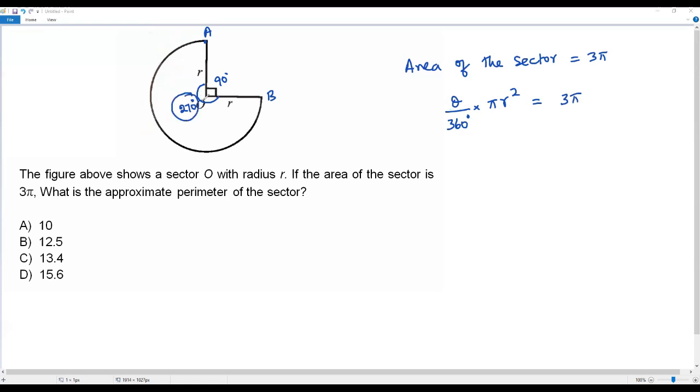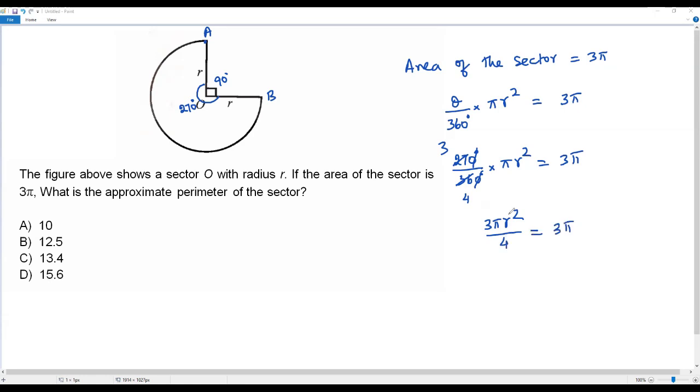Here we got the central angle of the sector, that is 270 degrees. So we can plug in 270 degrees for theta. Then I'm getting 270 degrees over 360 degrees times pi r squared equals 3 pi. In this equation, we have to solve for r, that is the radius of the sector. The 0 and 0 can be cancelled, and for 27 and 36, the greatest common divisor is 9. 9 goes into 27 3 times, and 9 goes into 36 4 times. So we multiply this 3 and pi r squared, and we get 3 pi r squared over the denominator 4, equals 3 pi.